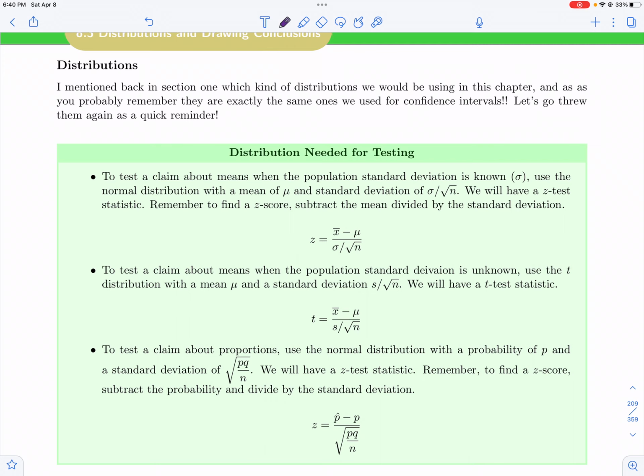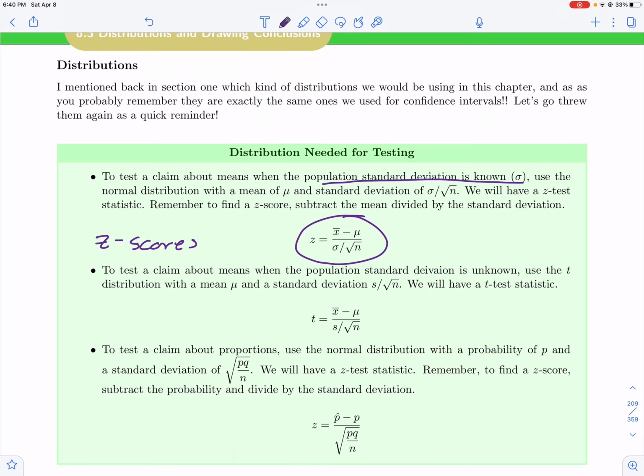So if we look at our first distribution, when the population standard deviation is known, so if we remember in that case, we were working with Z or tiger or zebra scores for these. And so we've got our Z score is going to look exactly like we have there with our sample mean minus our mu divided by our population standard deviation all divided by the square root of n.